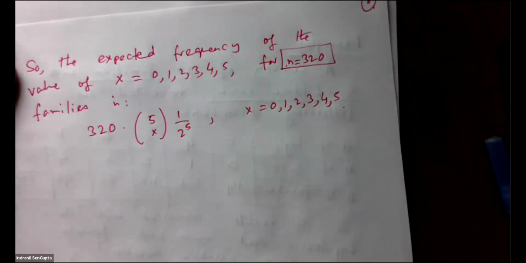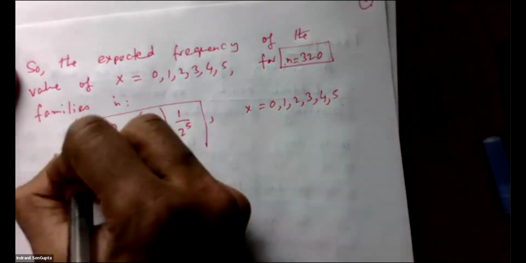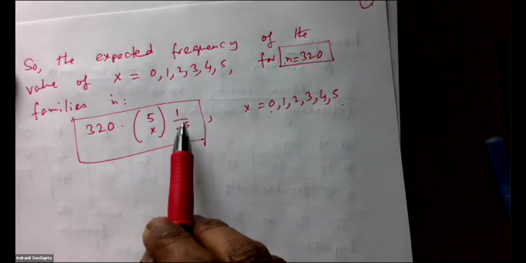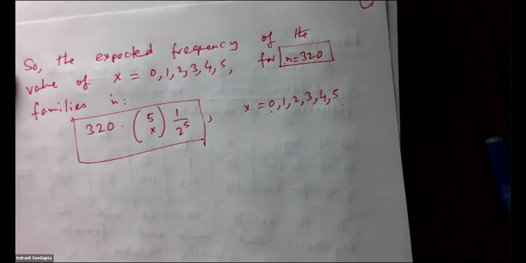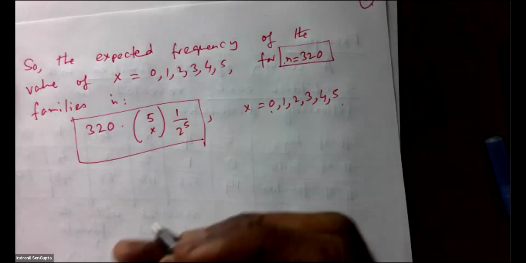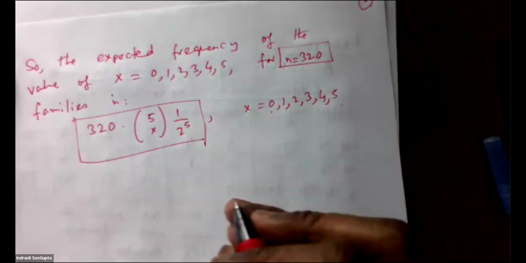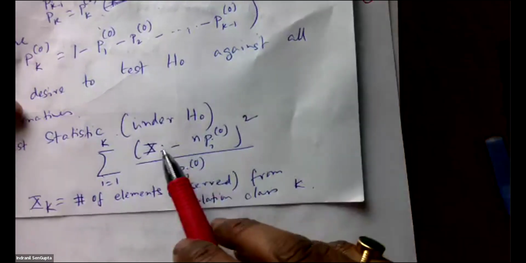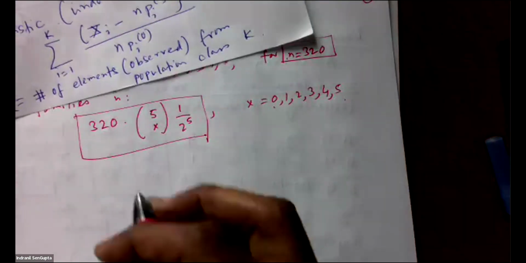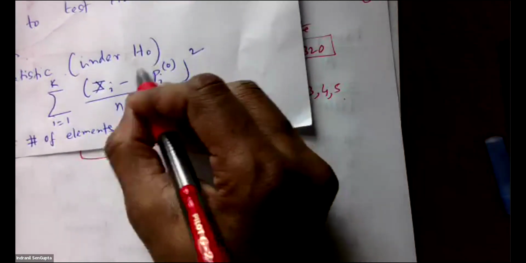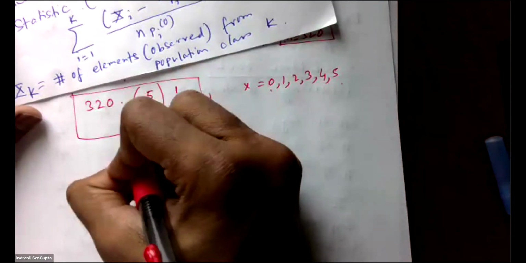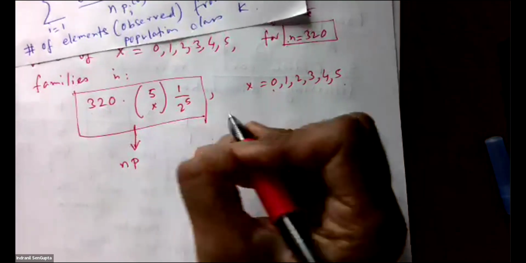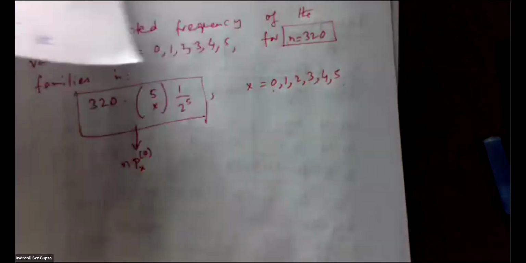For example, how many families are we expecting out of those 320? How many are we expecting with 0 boys? So it's basically 320 times 1 over 2 to the 5. Okay. If I want to follow the notation that I showed before, this is really this part. So what we computed here is N times P of X0.